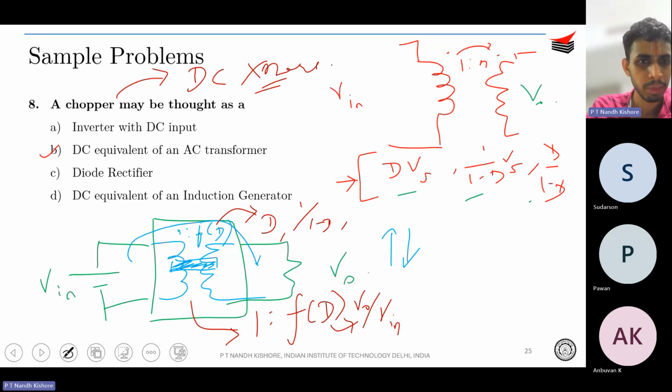Correct. You're right. So step up and step down, basically, you are stepping up and stepping down the voltage only, right? V in to V naught. You're converting with the DC-DC converter. Yeah, of course, you're right. That's why we are calling it as DC equivalent of AC transformer.